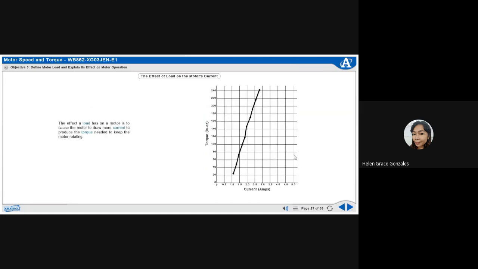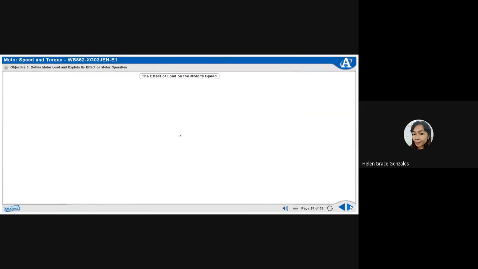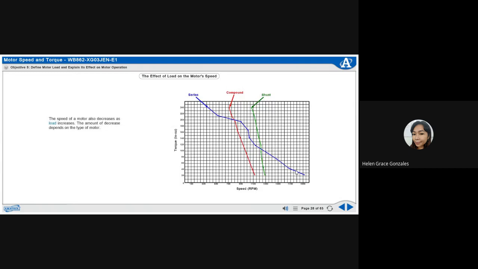The effect a load has on a motor is to cause the motor to draw more current to produce the torque needed to keep the motor rotating. The speed of a motor also decreases as load increases. The amount of decrease depends on the type of motor. The speed of some motors only decreases a little, and the speed of others decreases greatly.